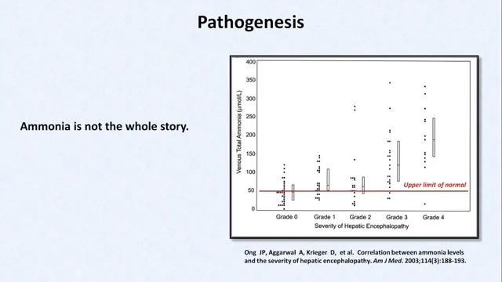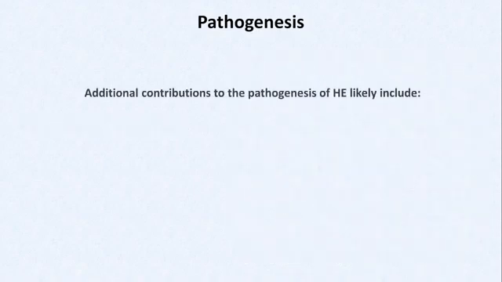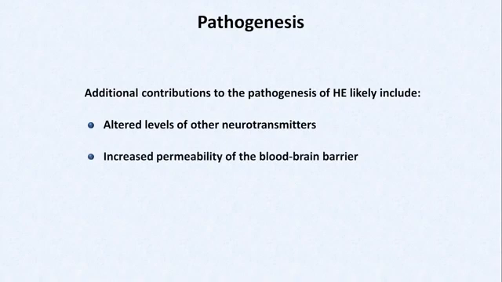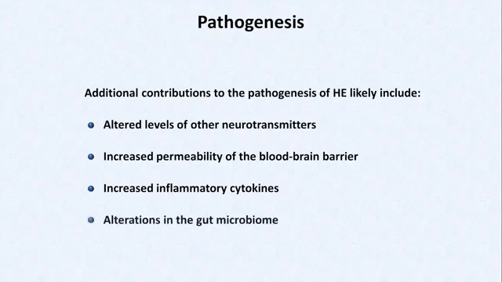As you can see, there is certainly a relationship between ammonia levels and severity of encephalopathy, but it's not perfect. For example, almost half of patients with no encephalopathy had elevated ammonia levels, and there were other patients with very severe encephalopathy with normal levels, including one who was literally comatose. So if the correlation between ammonia levels and encephalopathy is not perfect, what else might be going on? Well, some additional contributions to the pathogenesis of hepatic encephalopathy likely include altered levels of other neurotransmitters, increased permeability of the blood-brain barrier, increased inflammatory cytokines, and alterations in the gut microbiome.